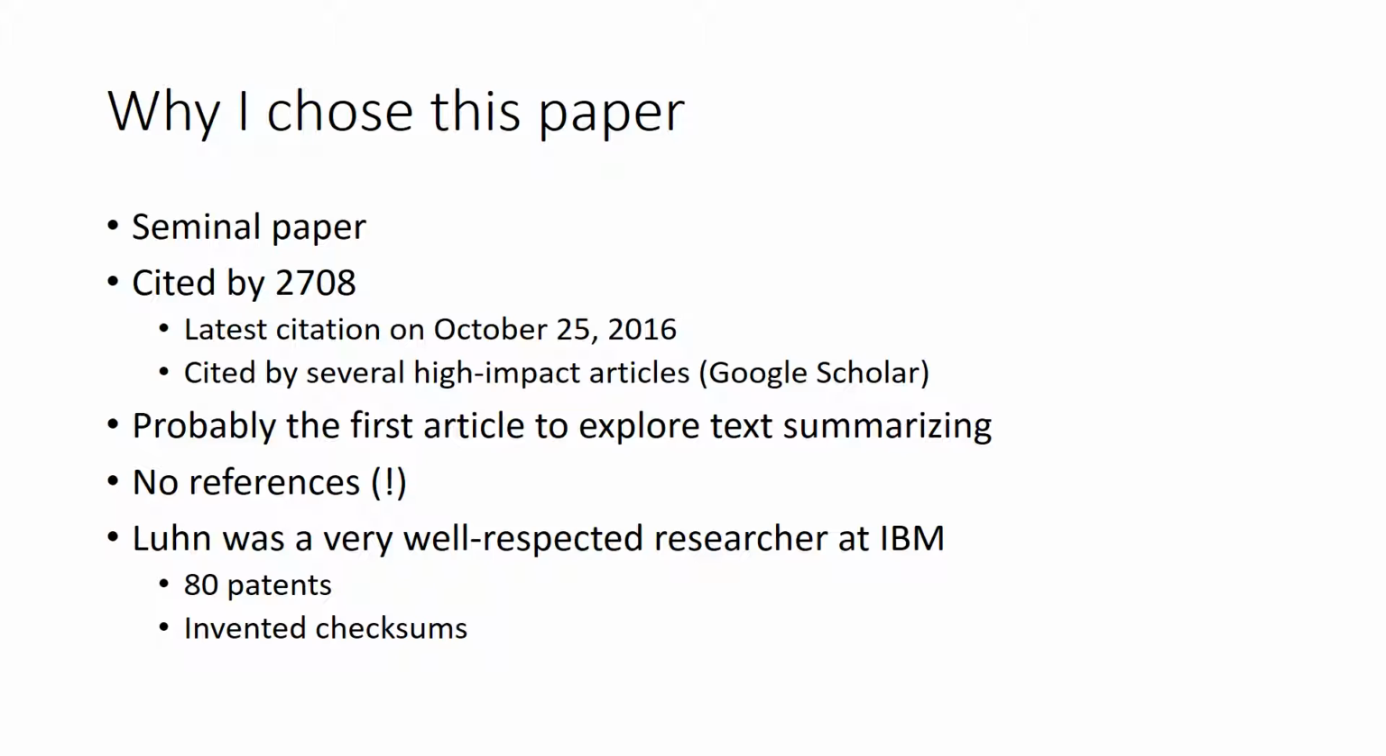Now, the reason I chose this paper is because it was seminal. Now, I had to find it by going through a rabbit hole of sorts of other papers. I found a paper that was cited by a paper that was cited by a paper, and so on until I finally got to the point where I found Luhn's work. And it's been cited 2,708 times, which is really high. Now, what's more important is that the articles that have cited Luhn also have high amounts of citations, which shows that there's a high impact for this paper.